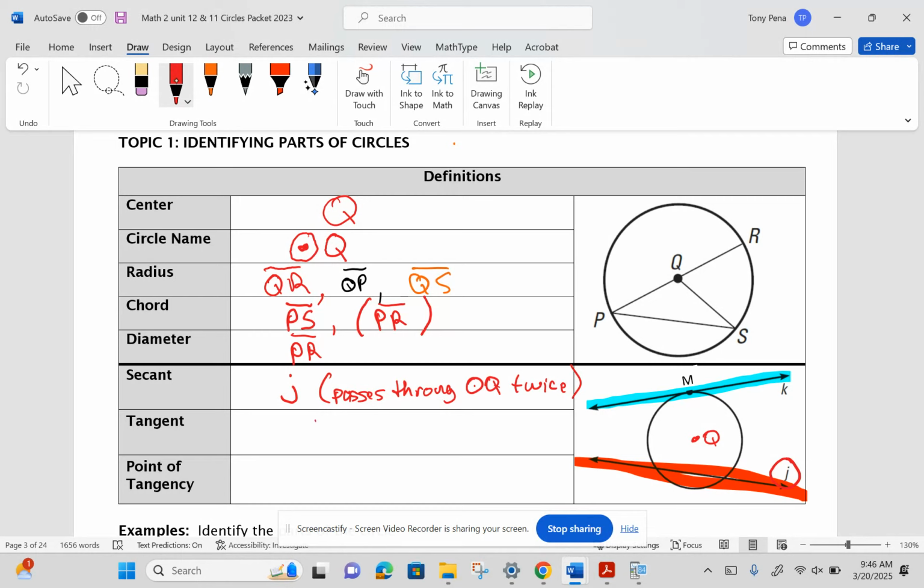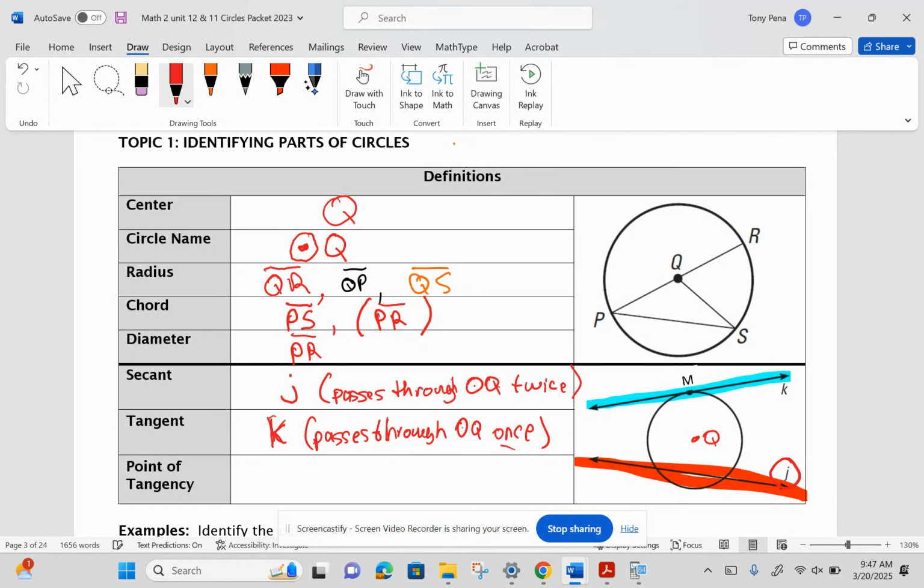Whereas a tangent line, put in parentheses, it's going to pass through, there should be an H here, passes through circle Q 1 time. So now of the blue and the red one, which one is obviously only touching the circle once and only once? The blue one, right? Okay, what is the name of that line? K. So this we would call line K as your tangent line.